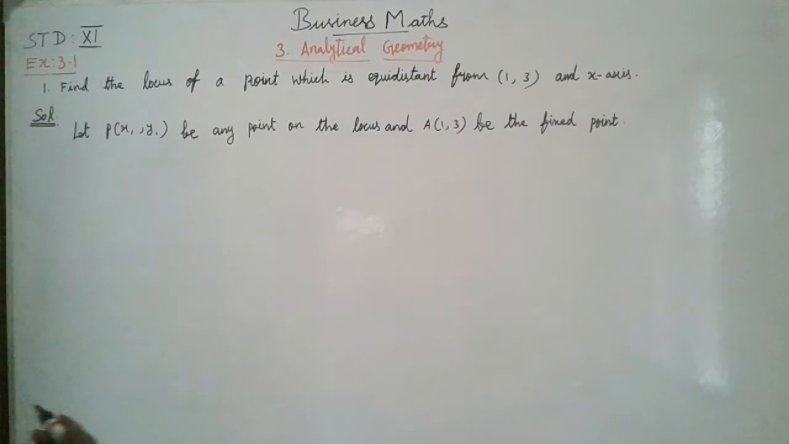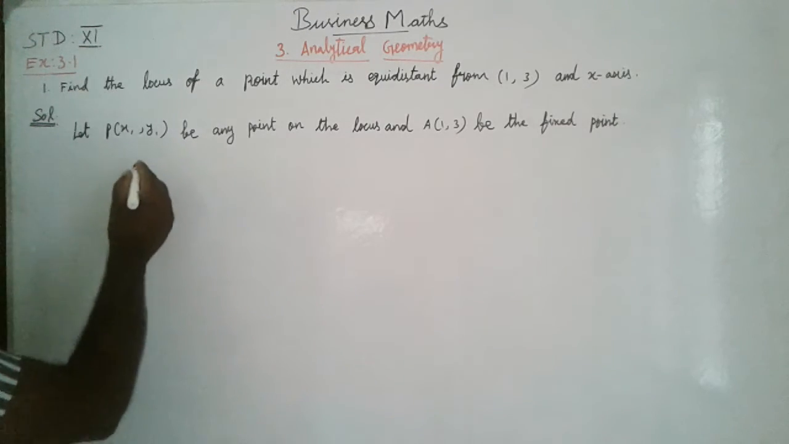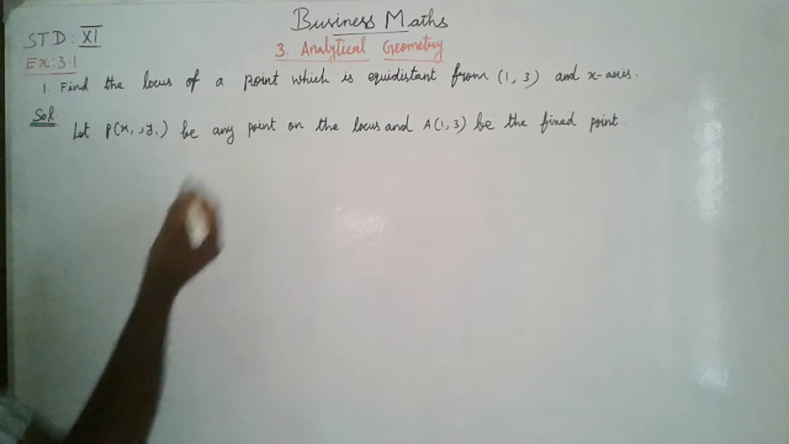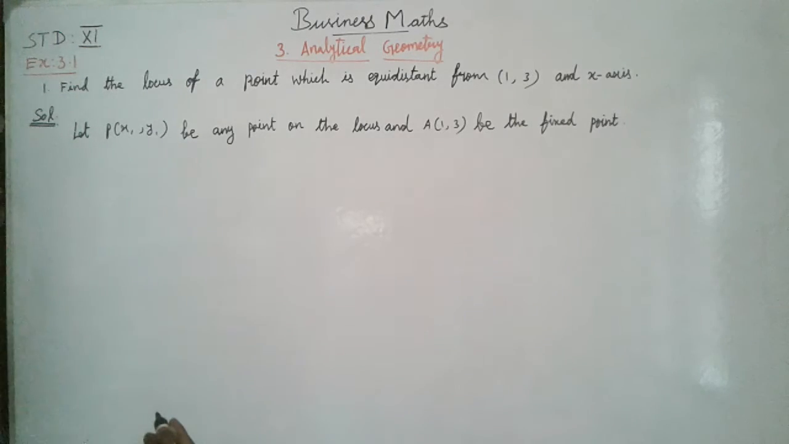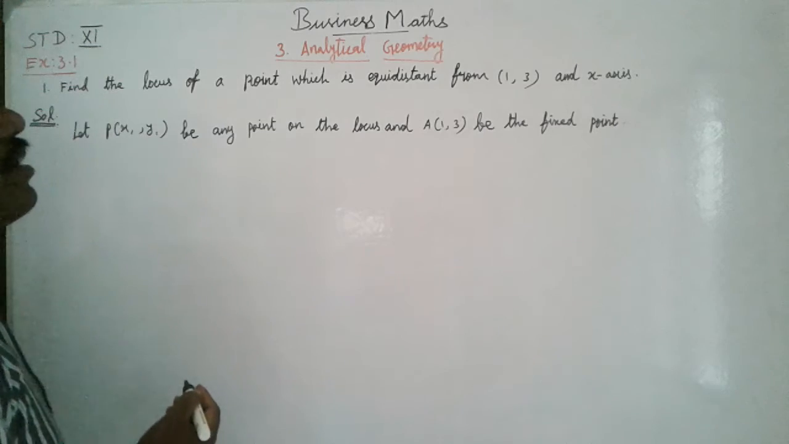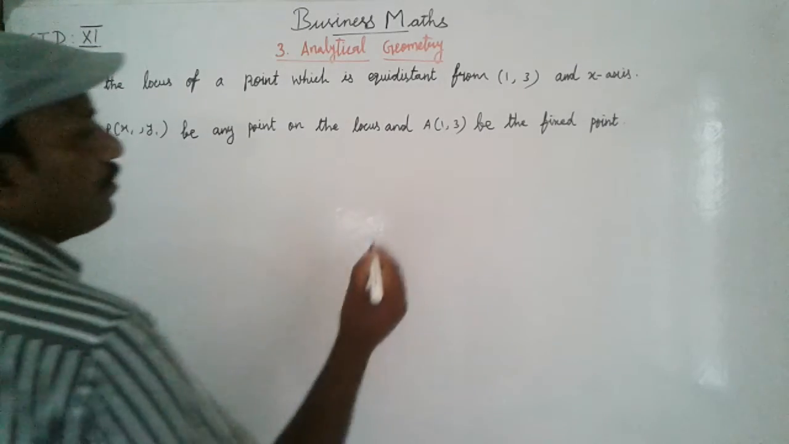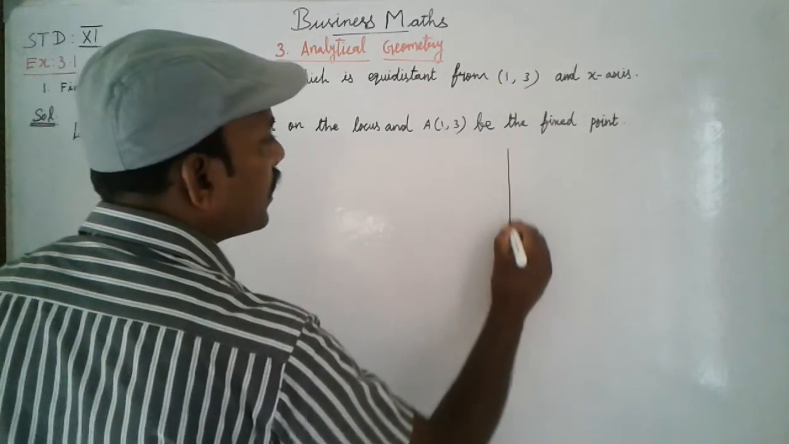Business Maths, Standard 11, third chapter, Analytical Geometry. Exercise 3.1. Find the locus of a point which is equidistant from (1, 3) and the x-axis. Solution. Let P of x1, y1 be any point on the locus and A of 1, 3 be the fixed point.